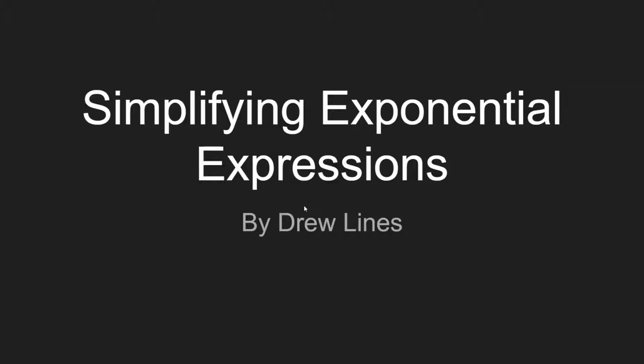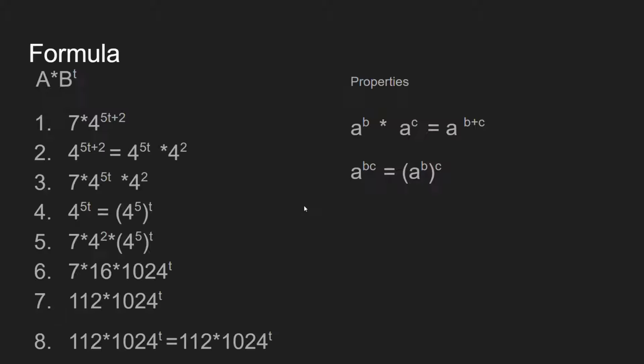Simplifying exponential expressions with Drew lines. For our first formula, we have a times b to the power of t. Our equation is 7 times 4 to the power of 5t plus 2. We're going to simplify 4 to the power of 5t plus 2 with the property of a to the power of b times a to the power of c is equal to a to the power of b plus c.